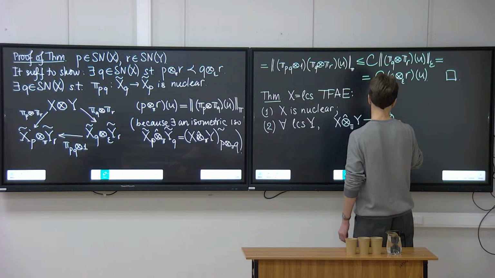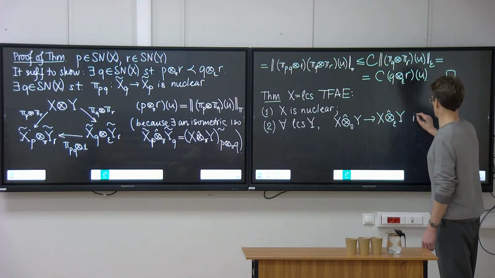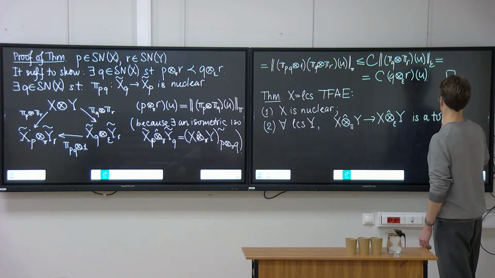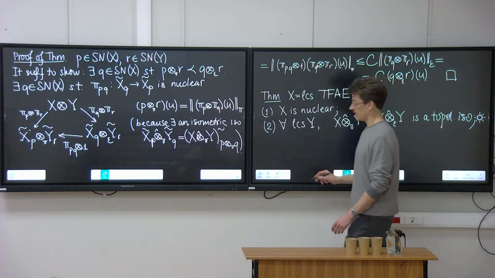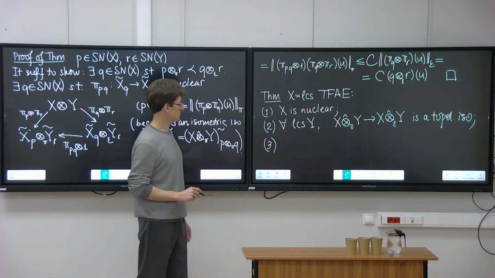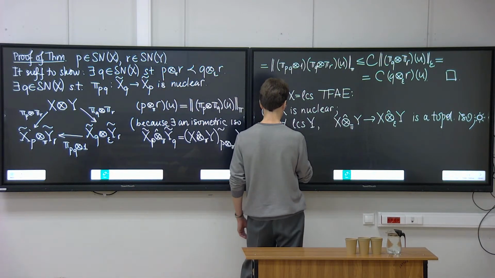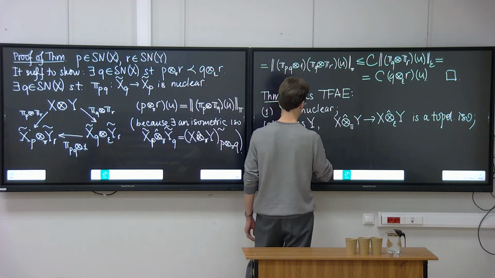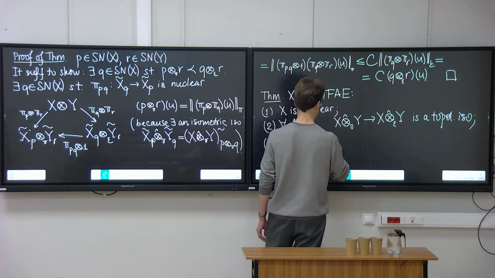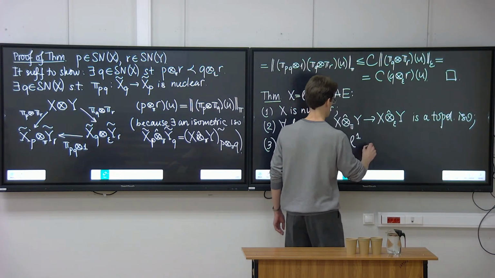for example, let's take the complete tensor products, is a topological isomorphism. And condition 3 is the same as condition 2, but for only one space, little L1. The canonical map from the projective tensor product of X and little L1 to the injective tensor product of X and little L1 is a topological isomorphism.